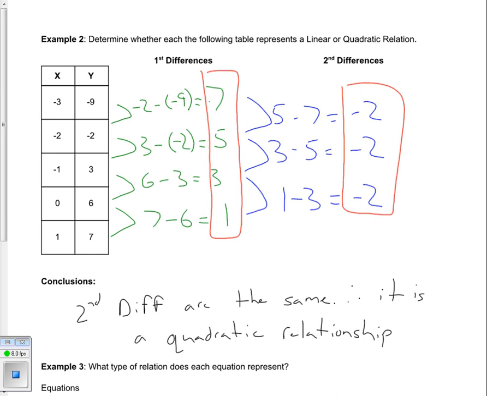So again, anytime that you have first differences that are the same in a table of values, it's a linear relationship. If you have second differences that are the same in a table of values, it is a quadratic relationship.